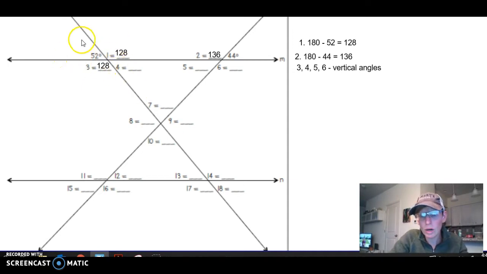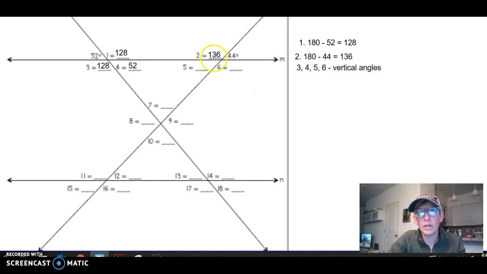Same thing. Angle 4 is directly across from an angle that measures 52 degrees. So I know that that angle also has to measure 52 degrees because it's directly across. So I'll just take that, move it into its spot. So I'm using this idea of vertical angles.